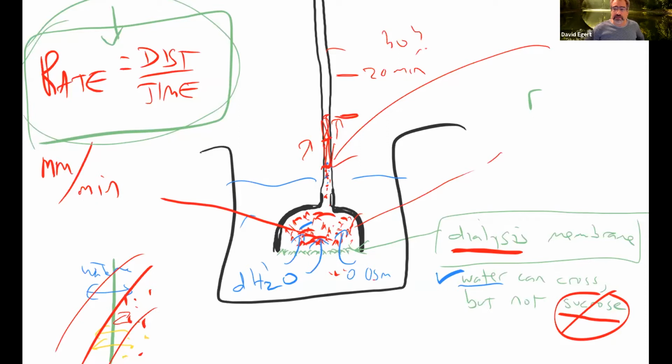Does that make sense? It's important to understand the basic setup here before we get deeper in. What evidence are we going to have? Here I am saying, trust me, water can cross but sucrose can't. How do you know that I'm not just making that up?